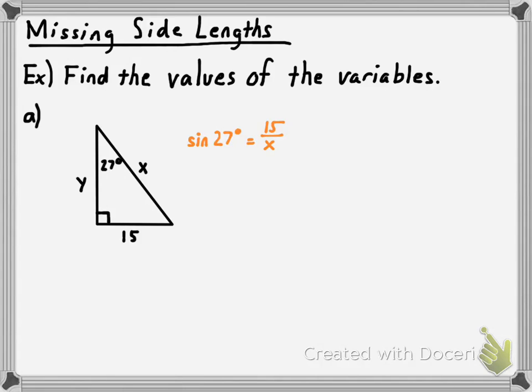And then what I can do is use some basic algebraic manipulation to be able to solve for x. What I'm going to do is multiply both sides by x to get it out of the denominator. Let's make this x sine of 27 degrees equals 15. And then to get x by itself, I can just divide by that sine of 27 degrees.